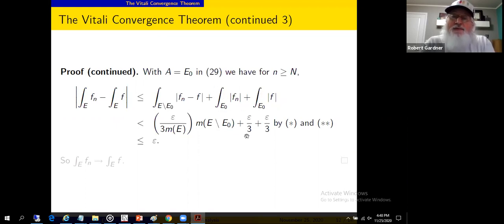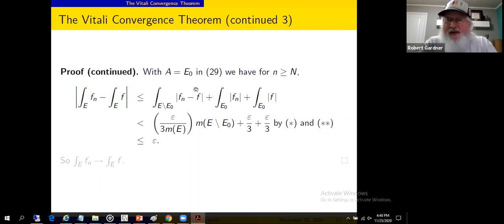This we had less than epsilon over 3, uniform integrability. This we had less than epsilon over 3, was Fatou's lemma combined with the uniform integrability. And we had just chosen n to be sufficiently large up here that the absolute value of f sub n minus f was less than epsilon over 3 times the measure of E. So we've got this constant bound on this.